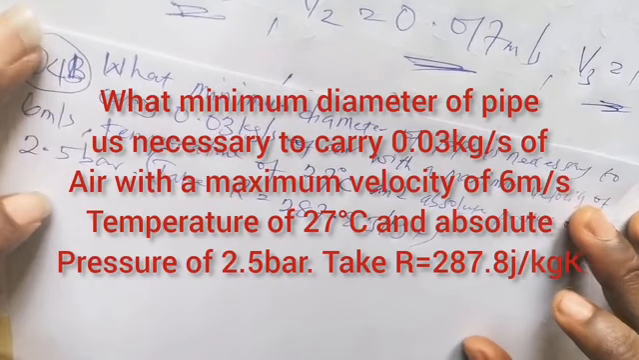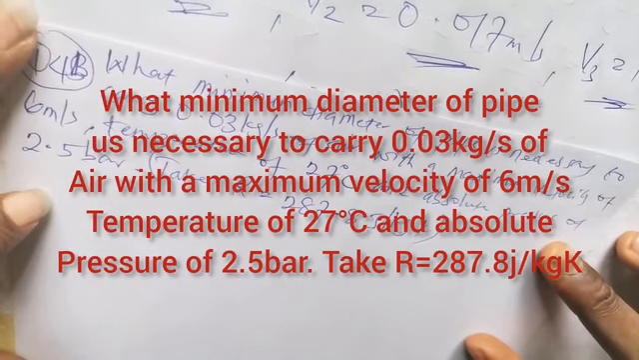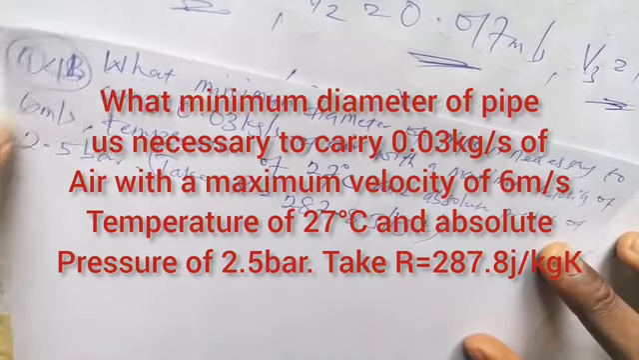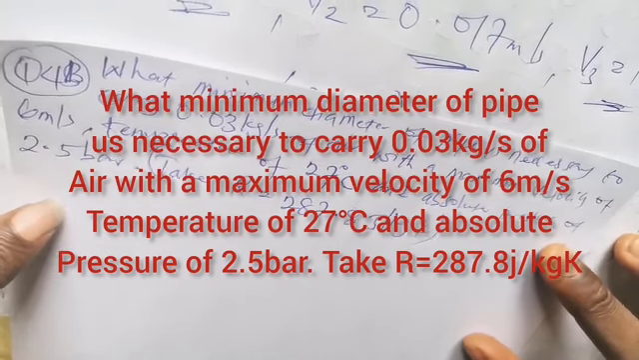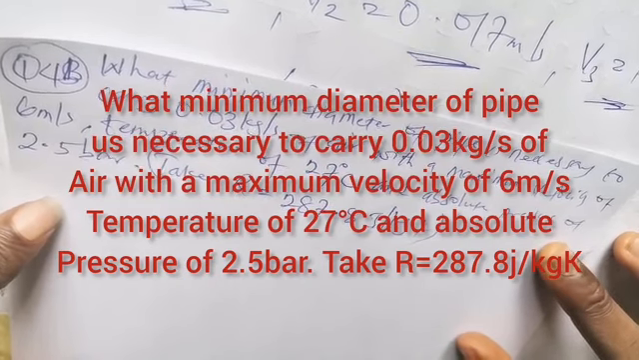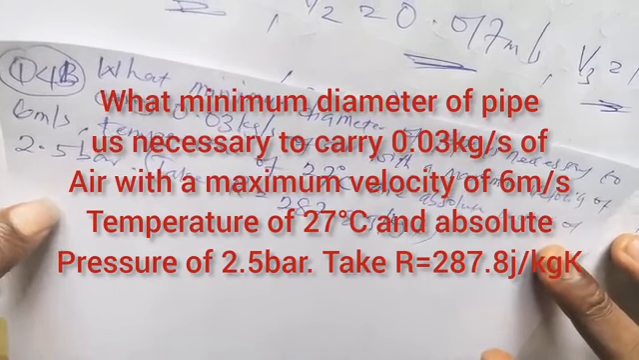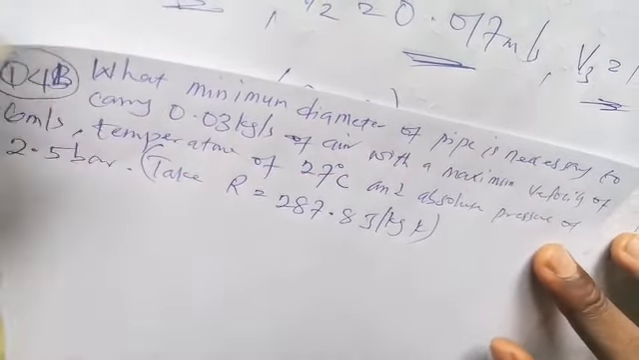what minimum diameter of pipe is necessary to carry 0.03 kilogram per second of air with a maximum velocity of 6 meters per second, temperature of 27 degrees Celsius, and absolute pressure of 2.5 bar. Take R, which is the specific gas constant, to be 287.8 joules per kilogram per Kelvin.